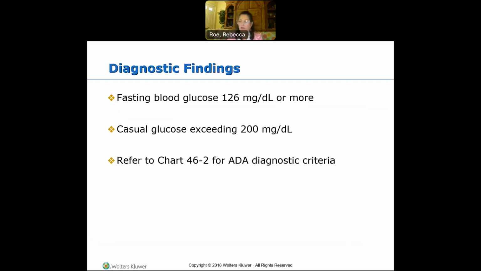Your diagnostic findings will show a fasting blood glucose of 126 or more. And if you're just taking a random glucose, it will exceed 200 milligrams per deciliter. And there is a chart on your 46.2 for additional findings for that.